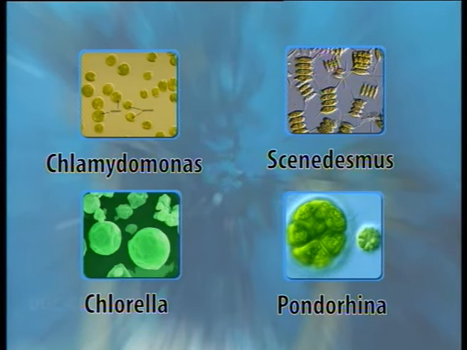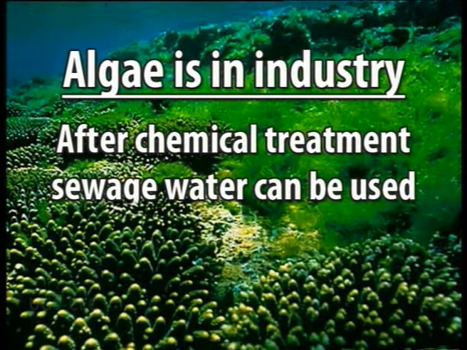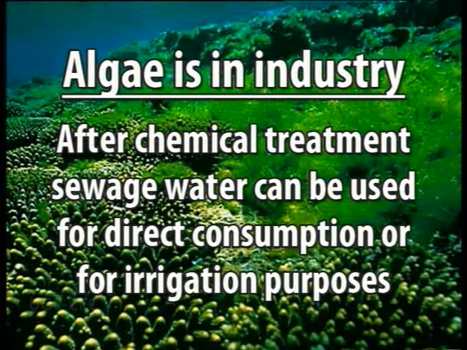and after living in that water for a longer period of time, it has been seen that they can actually convert the sewage water into fresh water, and after chemical treatment, that water can be used for direct consumption or even sometimes for irrigation purposes. That means alga can also play a vital role in converting wastewater or contaminated water into pure fresh water.